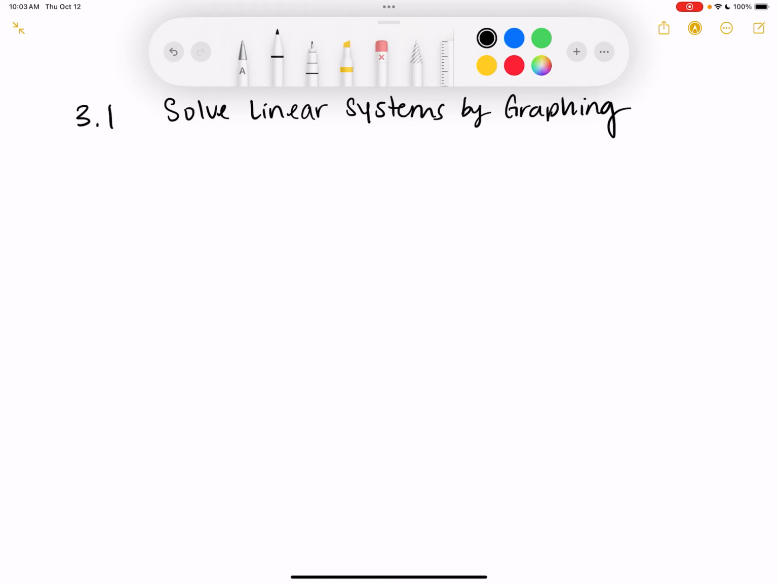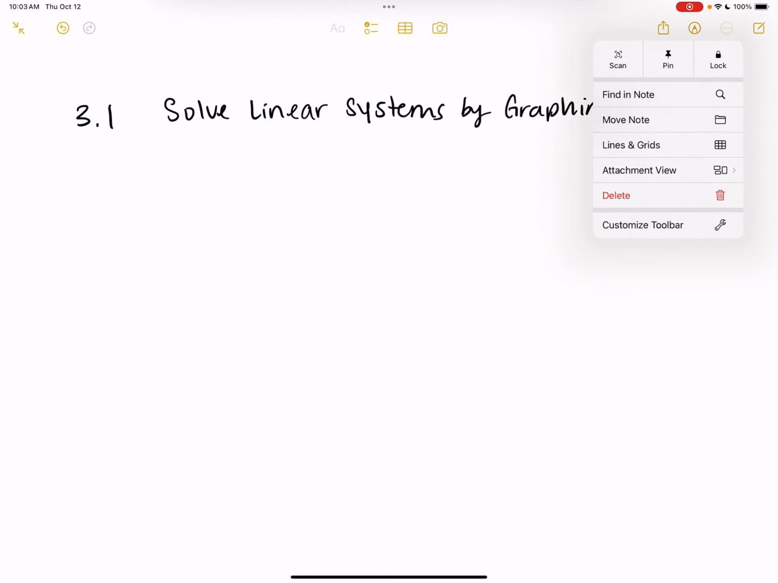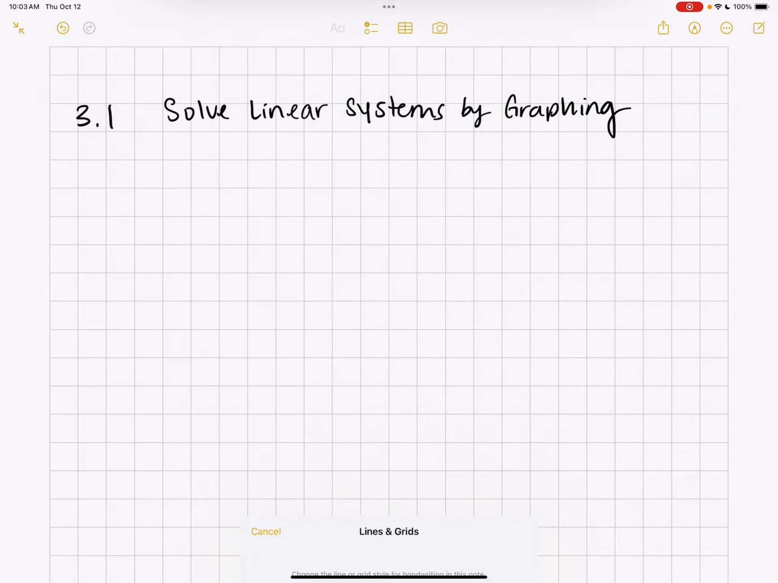Put some graph paper up here. This is one section where I would say it's probably more beneficial to have graph paper, because when you're trying to figure out where the point of intersection on your graph is, unless you are really, really good at guessing, your point is probably going to be off a little bit.